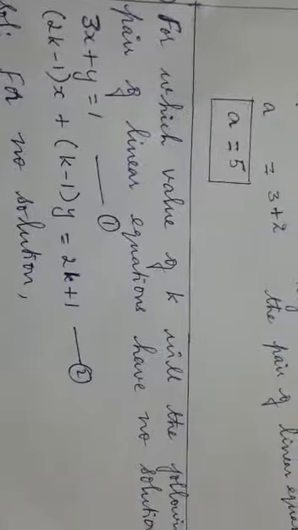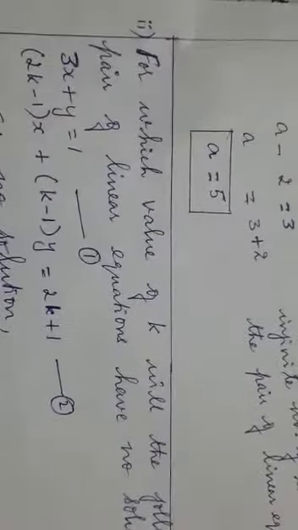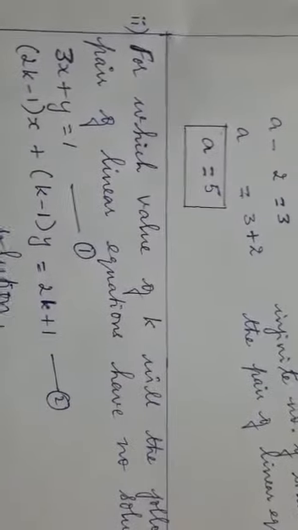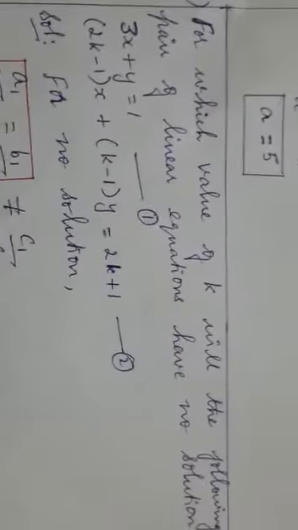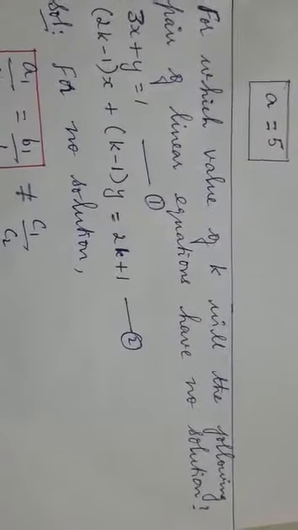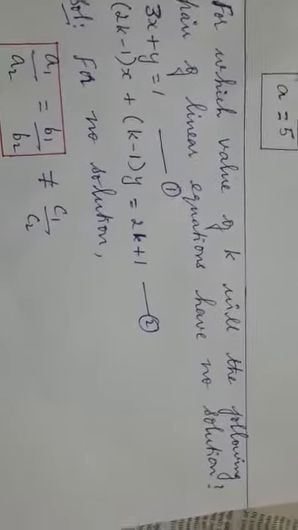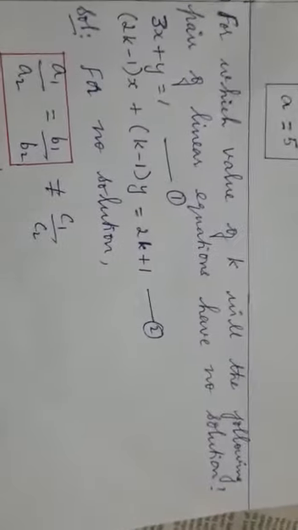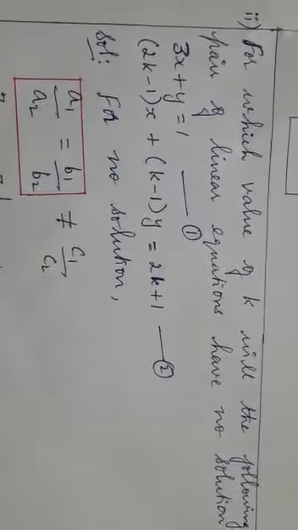pair of linear equations. The next question is, for which value of k will the following pair of linear equations have no solution? Same way, to find the value of k, we write the condition for no solution and then solve it. 3x plus y is equal to 1 is the first equation. Here 3 is a1, y, that is 1y, 1 is b1 and c1 is 1. And same way the next equation, 2k minus 1 into x, plus k minus 1 into y is equal to 2k plus 1. Here also a2, b2 and c2 are given.